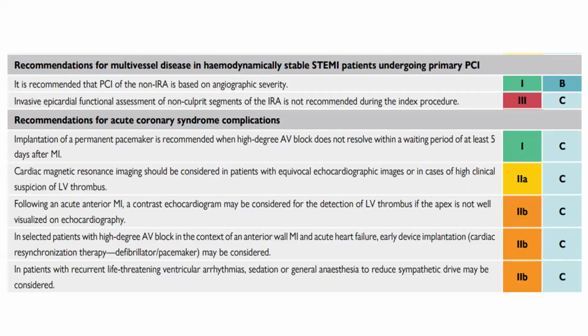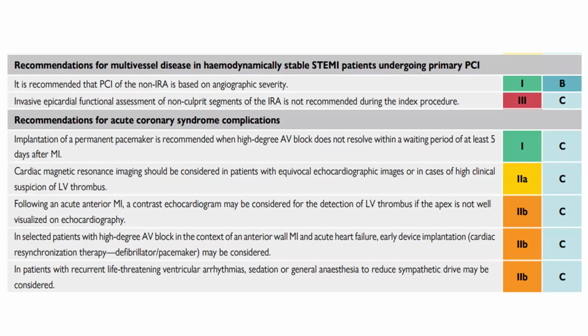Now, in multivessel disease, when the patient is hemodynamically stable, it is recommended that PCI of the non-infarct-related artery is based on the angiographic severity. So if the patient is not hemodynamically stable, and you've stented the infarct-related artery, and the non-infarct-related arteries have qualified, you may consider stenting them within that index PCI. Invasive epicardial functional assessment of non-culprit segments of the infarct-related artery is not recommended during the index procedure.